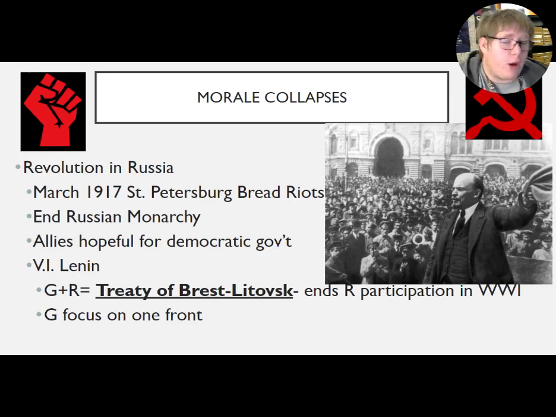Now, the Allies will be hopeful for a democratic government to be established. That's not what we're going to get. We're going to get a communist government under the leadership of Vladimir Lenin, this lovely gentleman right here. We'll talk more about that in section 5. Eventually, Germany and Russia will sign the Treaty of Brest-Litovsk, ending Russian participation in World War I, closing the Eastern Front. That freed up Germany to move all their forces to the Western Front.